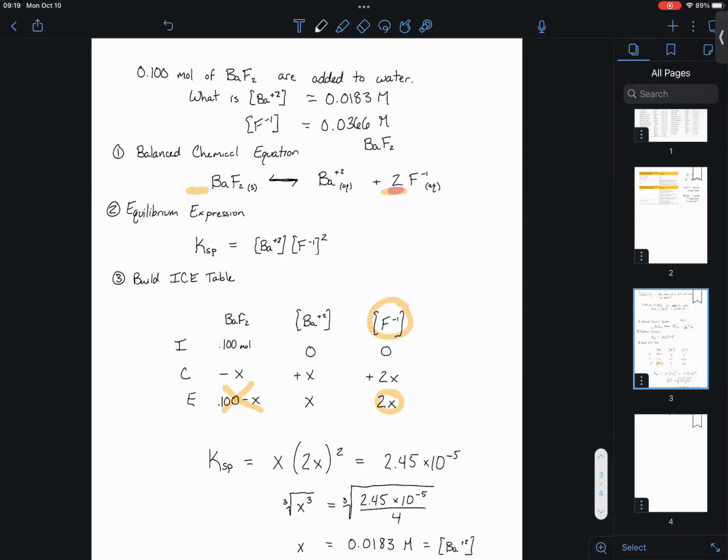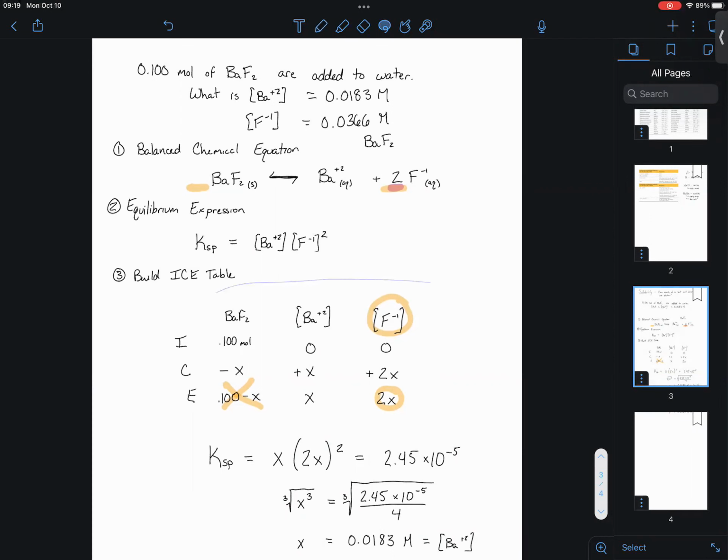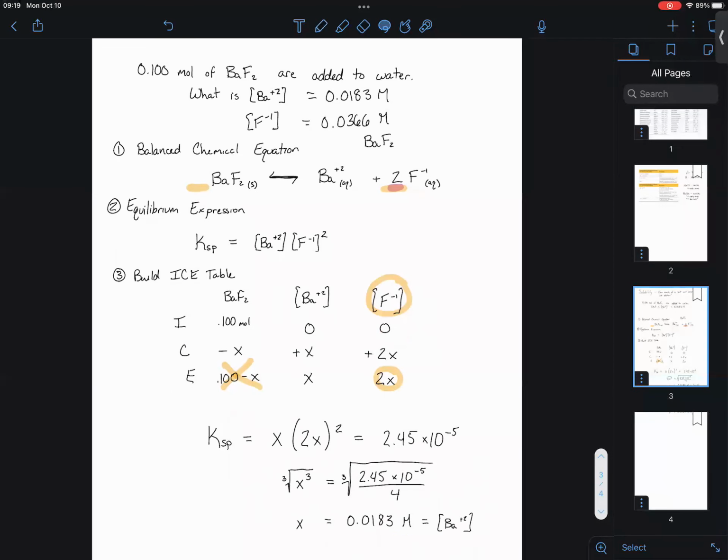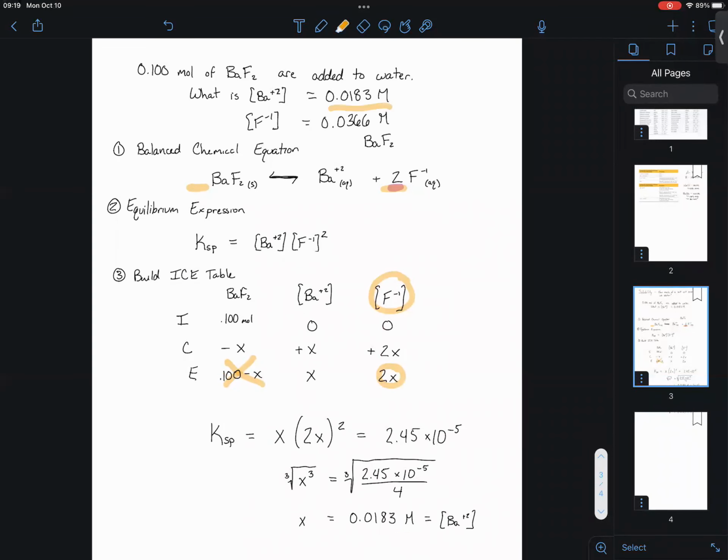All right, so that's what our Ksp is doing. It's relating the concentration of these ions at equilibrium for relatively insoluble compounds. A concentration of 0.0183 molar isn't anything crazy. It's a fairly low concentration, but we can see that it's not nothing. Previously, we were treating these insoluble compounds as if they didn't dissolve even a little bit. We see that that's not quite true. They do dissolve to some extent.